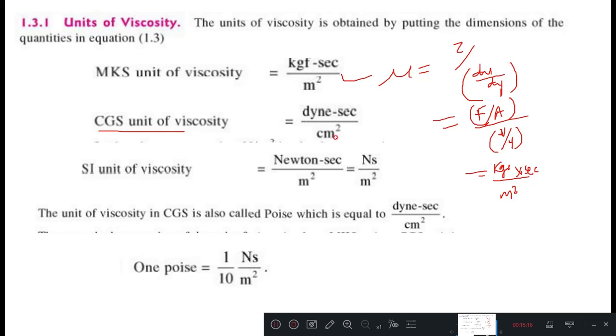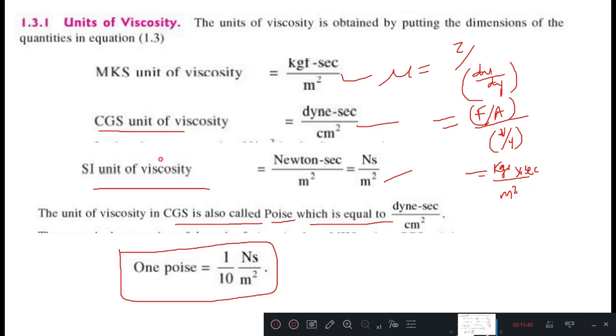In the CGS system, it is dyne second per centimeter square, and in the SI system, Newton second per meter square. The unit of viscosity in CGS is also called a poise, which is equal to 1 dyne second per centimeter square. So 1 poise equals 1 by 10 Newton second per meter square. These are the units of dynamic viscosity.